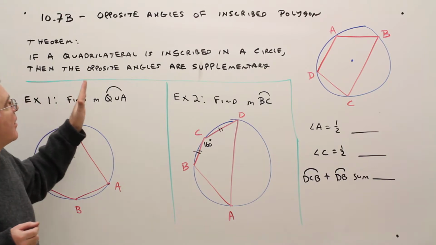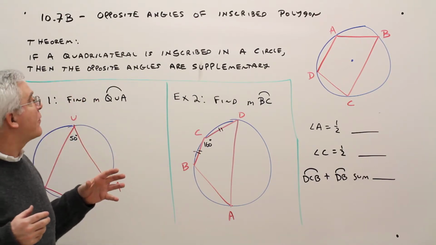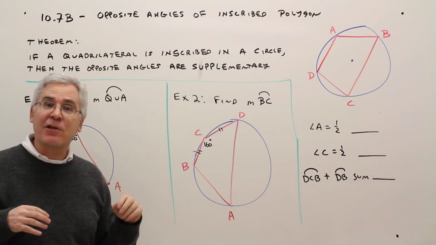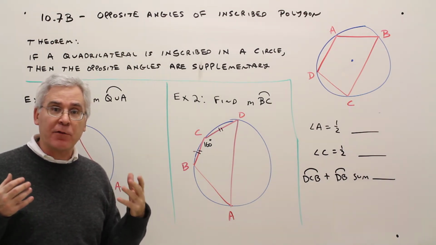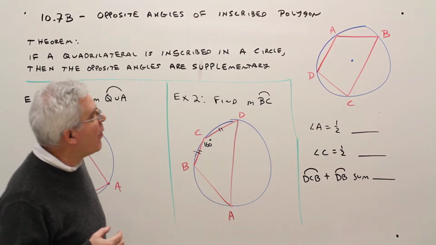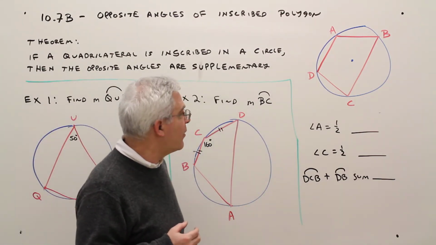So theorem, if a quadrilateral is inscribed inside of a circle, then the opposite angles of that quadrilateral are supplementary. Let's investigate that right here. Alright, so we've got a quadrilateral inscribed inside of a circle.